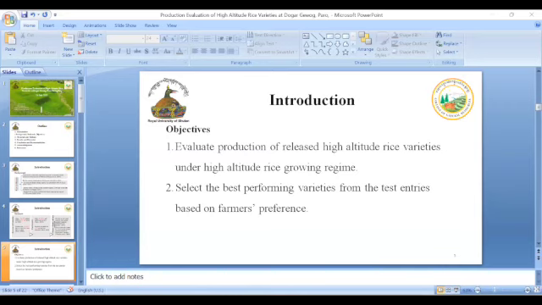Okay. I have presented the rationale and objectives. Now, I conducted this research in a small village called Isuna under Paro Dzongkhag, and it was conducted in one of the farmers' fields.